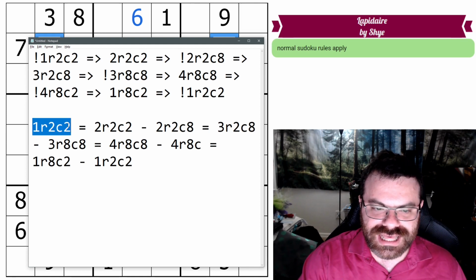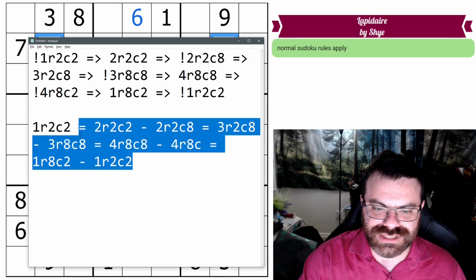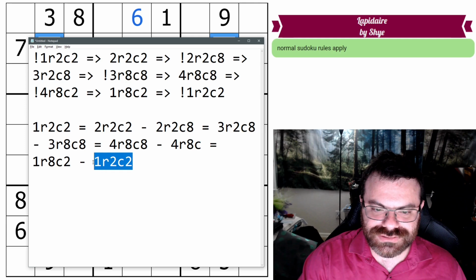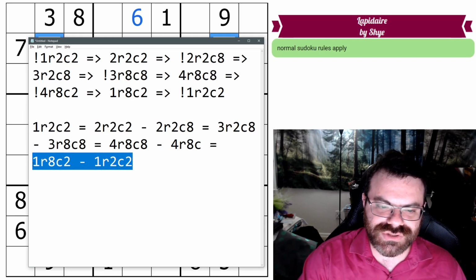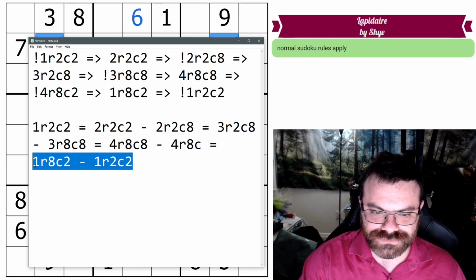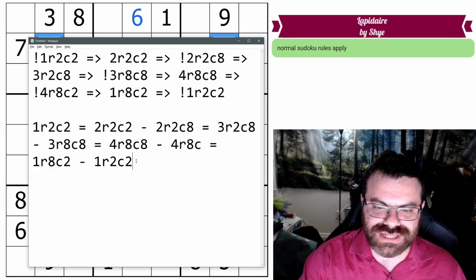if we can kind of negate, we can kind of go backwards across this entire chain and get the same result, right? Where instead of saying we have a 1 in row 2, column 2 with a strong link to 2 in row 2, column 2, we can say we have a 1 in row 2, column 2 with a weak link to the 1 in row 8, column 2. So you can read this backwards and get another valid chain that alternates.